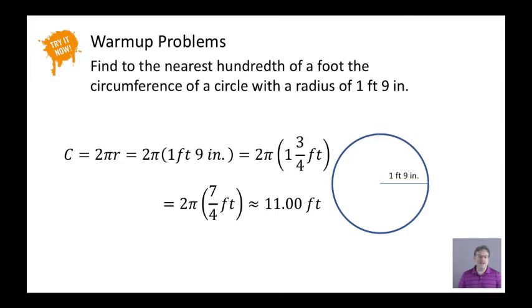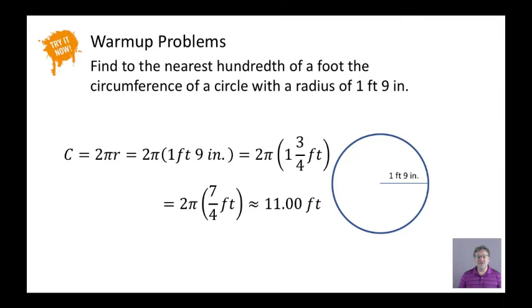And just to stay within feet and not really sojourn into the area of inches too much, let's convert 9 inches into feet. Well, 9 inches is 9/12 of a foot. 9/12 can be simplified to 3/4. So this is actually 1 3/4 feet. Multiplied by 2 pi, you can see that the result that we get there is 11.00 feet.